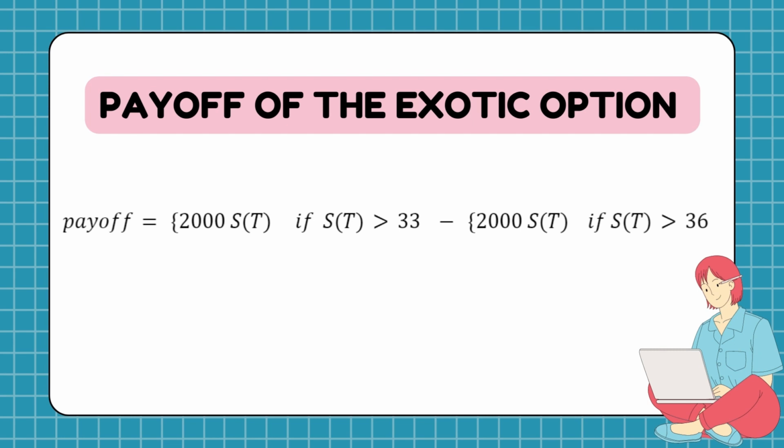But in the case of Q5, the option delivers 2,000 shares of the stock if the stock price falls between 33 and $36. There will be no payoff if the price is less than 33 or more than 36. So the payoff of the option is 2,000 ST if ST more than 33 minus 2,000 times ST if ST is greater than 36. So there will be no payoff after $36.